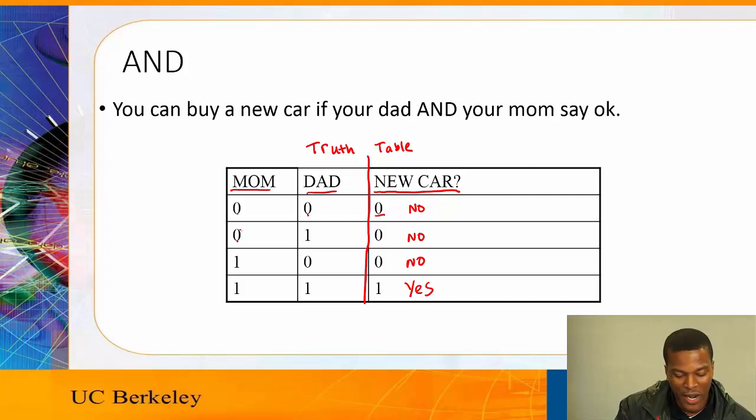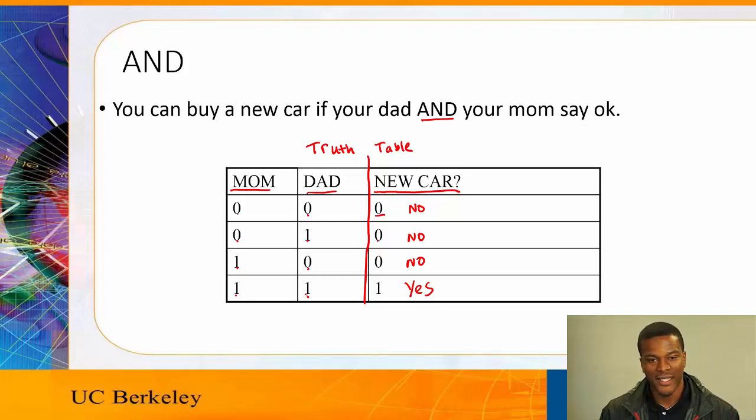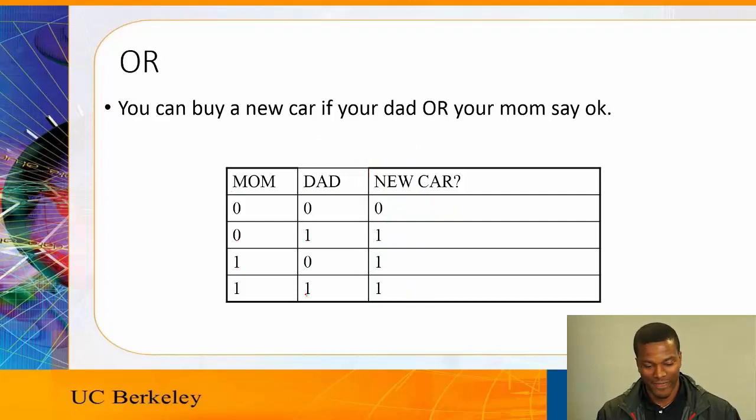In the second case, your mom says no, but your dad says yes, but you still can't get a car because both your mom and your dad have to say yes. So in the third case, your mom says yes, your dad says no, ultimately you still can't get a car. Now for the last possibility, your mom says yes and your dad says yes, therefore we get a 1 in the output, and you can get a new car.